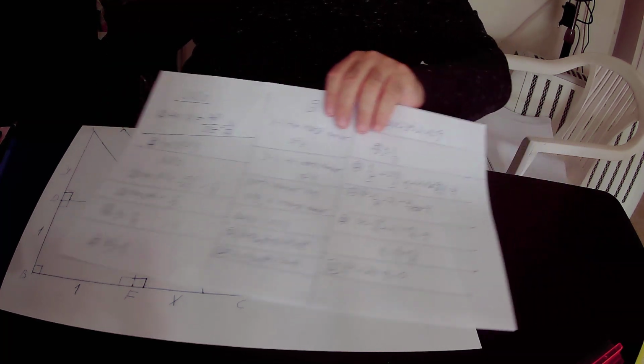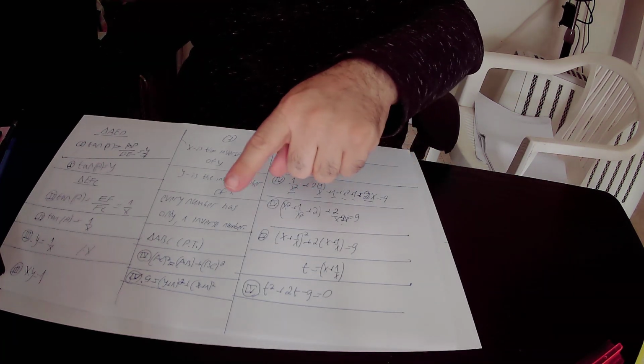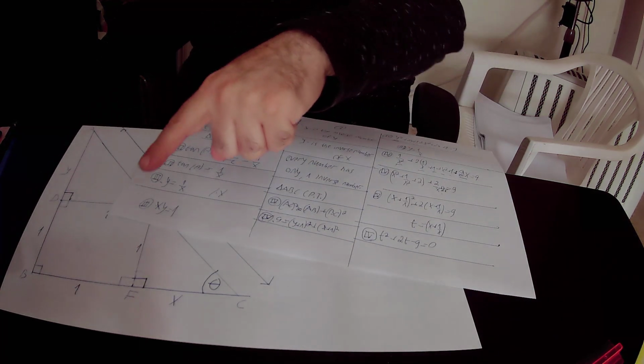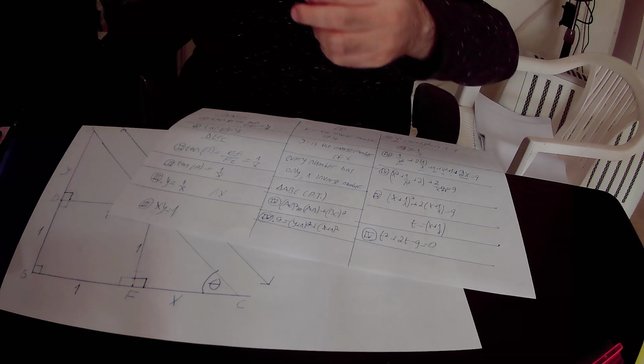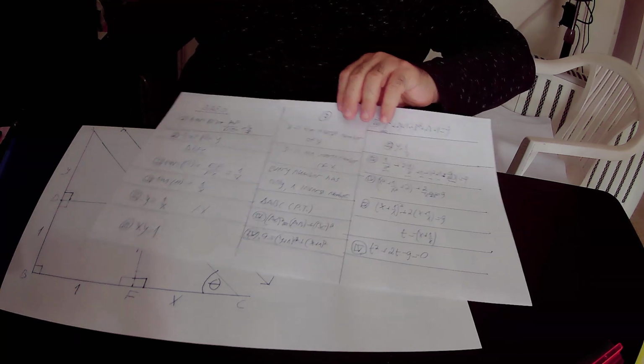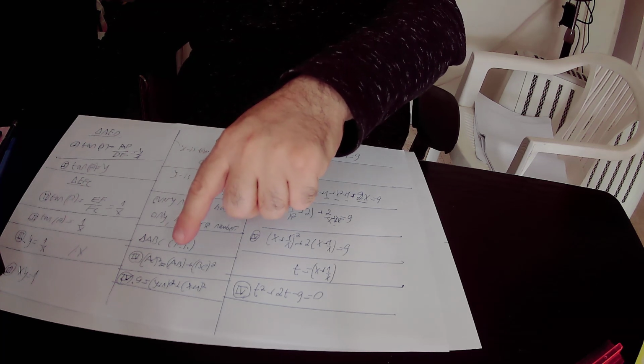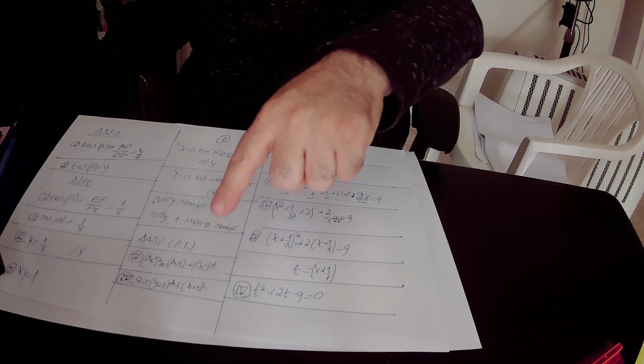AB squared is y plus 1 squared, plus BC squared. BC is 1 plus x, or x plus 1. BC squared is x plus 1 squared. In conclusion, according to equation number 4, 9 equals y plus 1 squared plus x plus 1 squared.